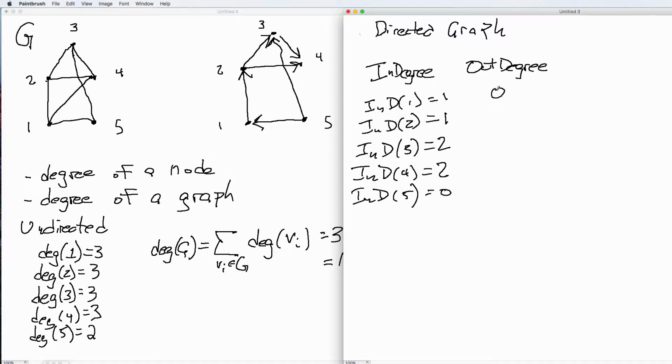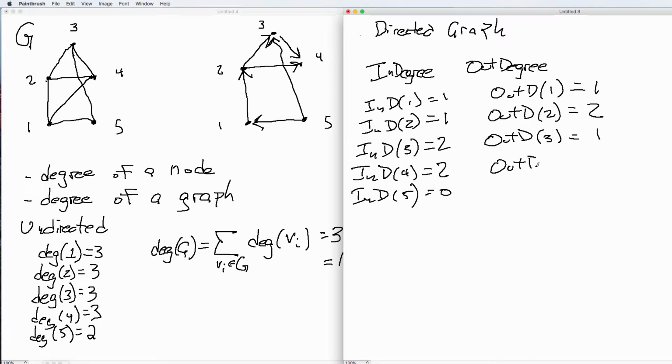And then I can come over here and I can do the out degree of 1, and I can see that there's 1 leaving 1. And the out degree of 2 is 1, 2. And the out degree of 3, how many are leaving 3? Well, there's 1. And the out degree of 4, doesn't look like any are leaving 4, so that's equal to 0. And the out degree of 5 looks like it's equal to 2.